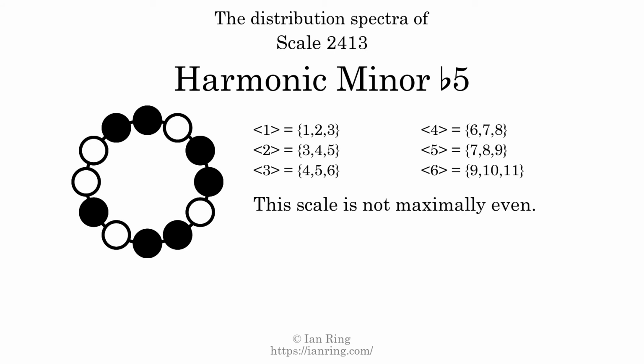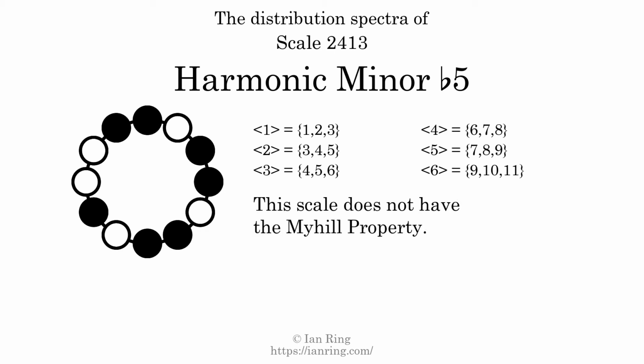The highest spectrum width is 2. Since this is greater than 1, we know that this scale is not maximally even. If every spectrum has exactly two specific intervals, we call that the Myhill property. This scale does not have the Myhill property. Since the generic interval ranges overlap, this scale is an improper scale.